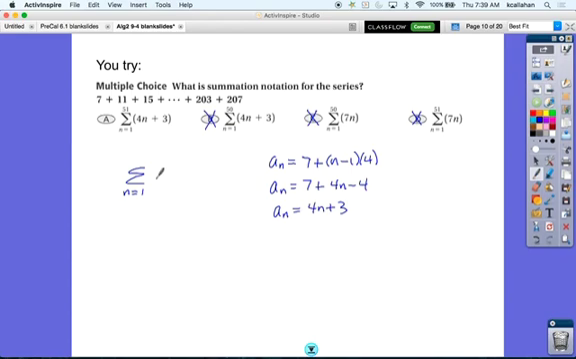Last, in order to figure out what's the upper limit for this summation, let's plug in the last term of 207 and solve for n. Subtract 3. Divide by 4. 51.